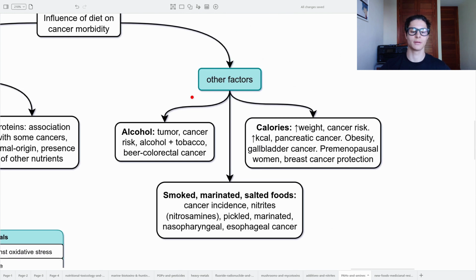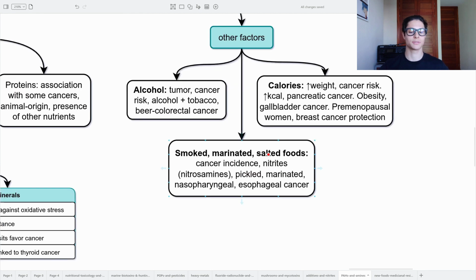Other factors may include alcohol. Tumor and cancer risk are higher with alcohol, and alcohol with tobacco is even worse. And beer is associated with colorectal cancer. Talking about calories, we have higher weight, higher cancer risk. The higher the calories, the higher the percentage of pancreatic cancer, for example. And obesity is associated with gallbladder cancer. And here we have to say that premenopausal women have a breast cancer protection.